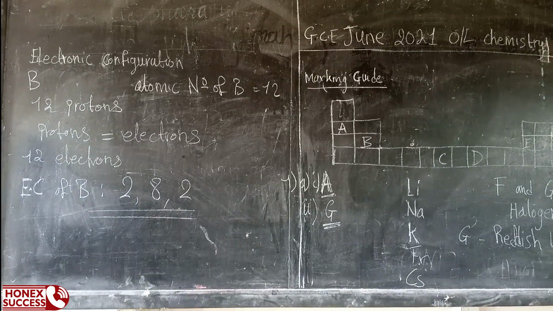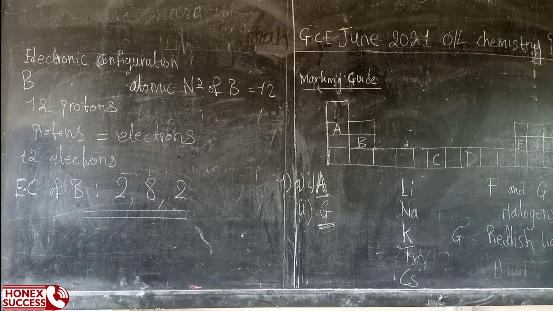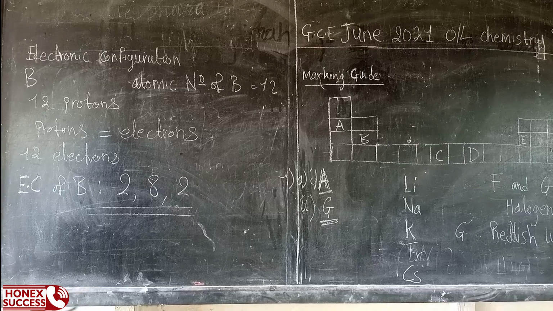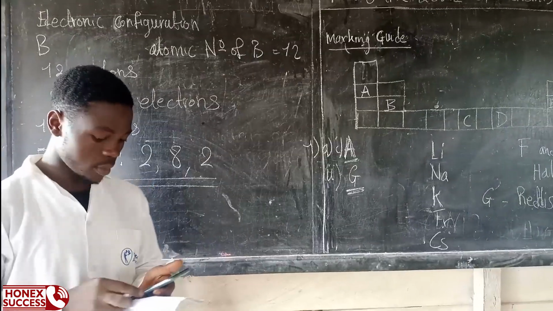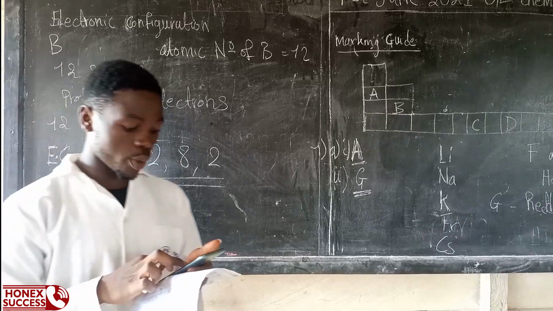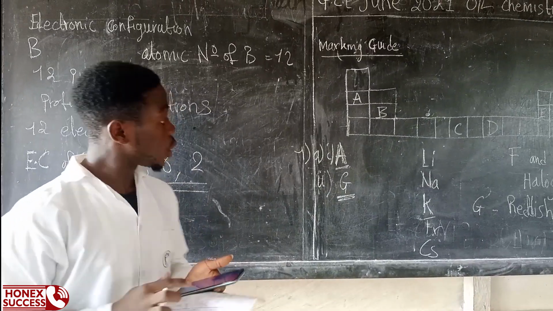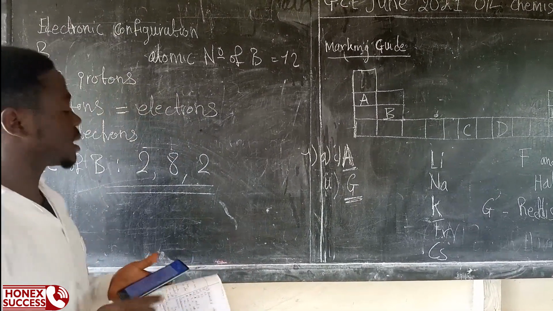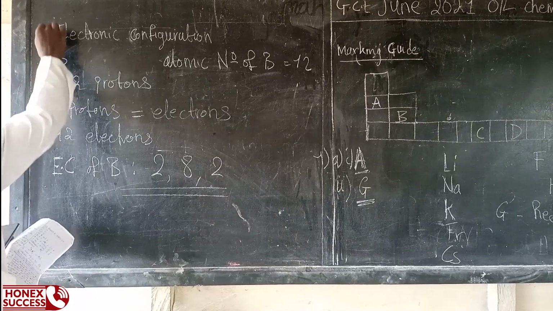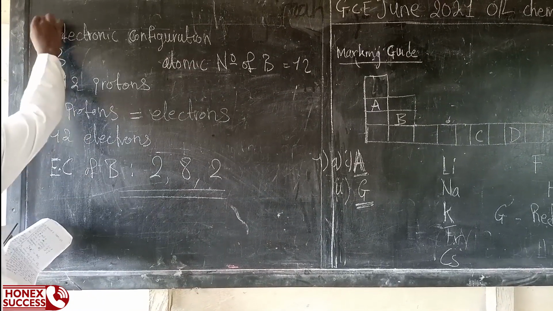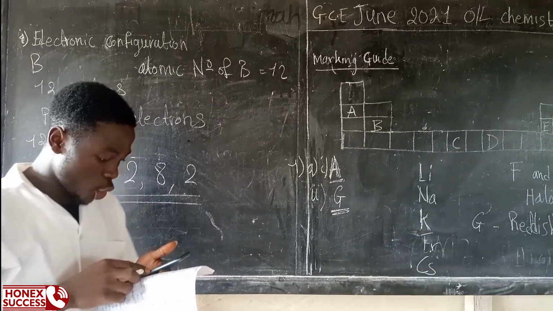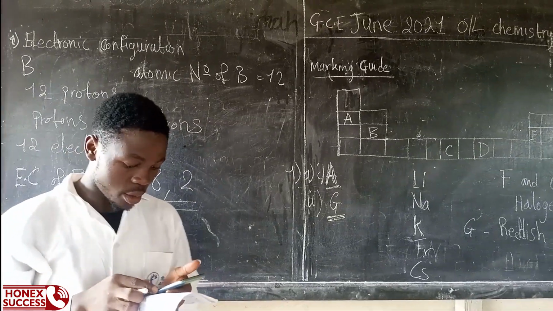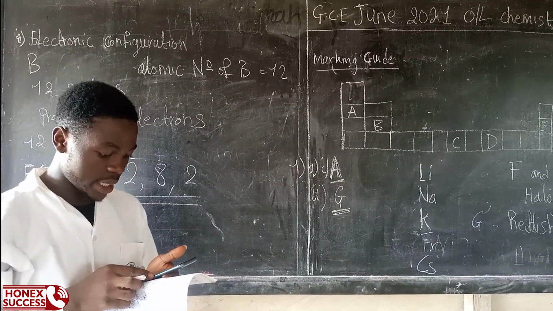So upon writing the electronic configuration of B, this is what the markers are expected to see. So we move to our next question. Okay, so our next question, that is question B, Roman 2. This was Roman 1. So we are now answering Roman 2.